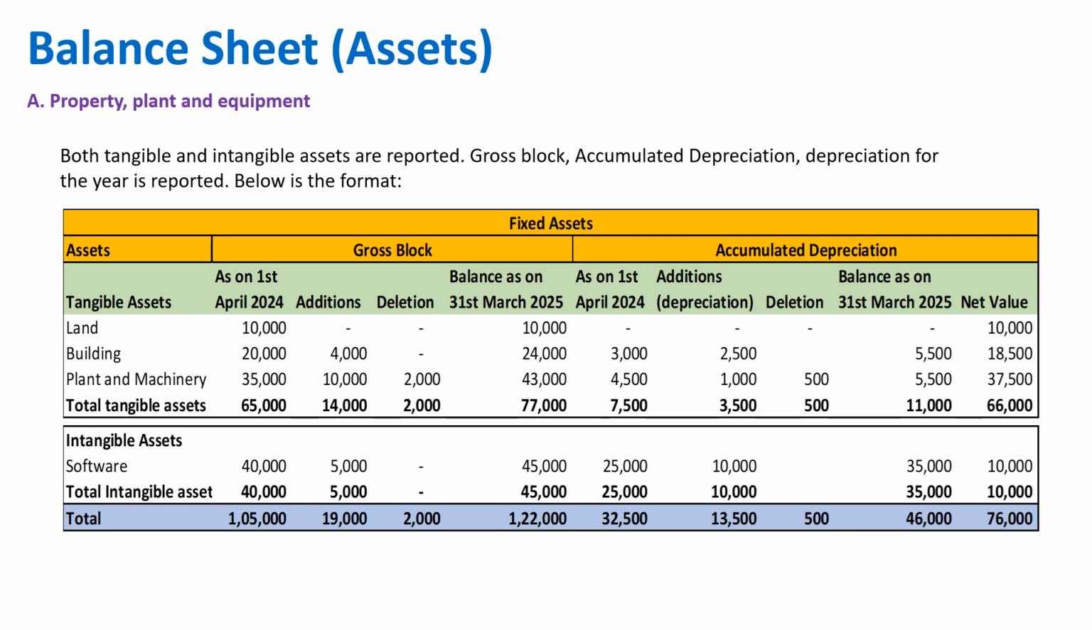Coming to building, you have opening balance 20,000, addition 4,000, no deletion. Hence the closing balance is 24,000. That is on the gross block side. On accumulated depreciation, you had 3,000 opening. Addition during the year is 2,500. Deletion nil, and your balance as on 31st March is 5,500. And what is the net WDV? Gross block was 24,000 minus your closing accumulated depreciation of 5,500, and net is 18,500.